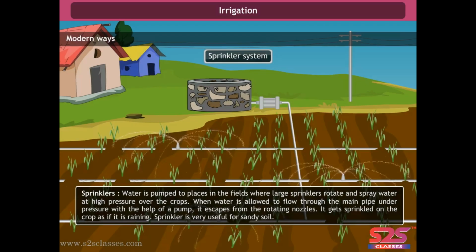Modern ways. Sprinklers. Water is pumped to places in the fields where large sprinklers rotate and spray water at high pressure over the crops. When water is allowed to flow through the main pipe under pressure with the help of a pump, it escapes from the rotating nozzles. It gets sprinkled on the crop as if it is raining. Sprinkler is very useful for sandy soil.